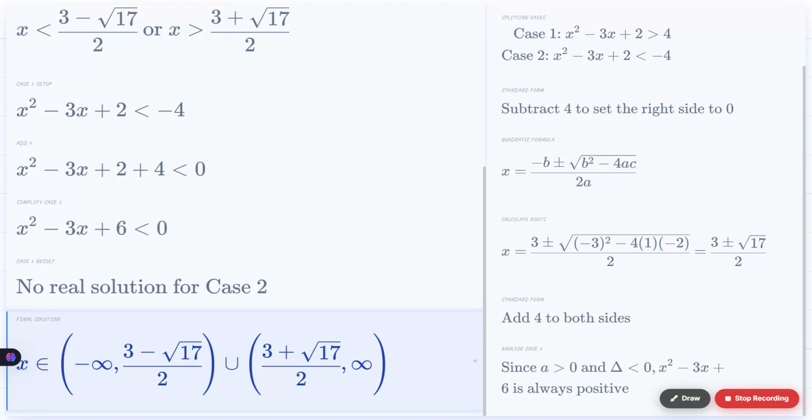We write the final answer as x is in the set of numbers from -infinity to 3 minus the square root of 17 divided by 2, or from 3 plus the square root of 17 divided by 2 to infinity. We do this to combine all our correct answers. The final answer comes from the first case because the second case had no answers.